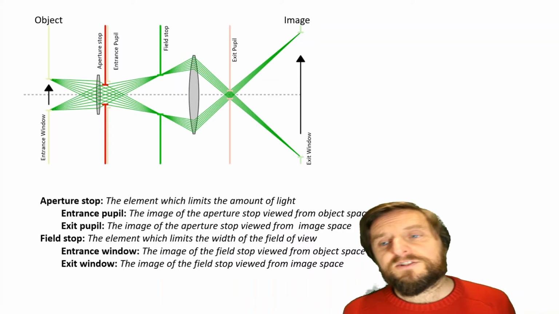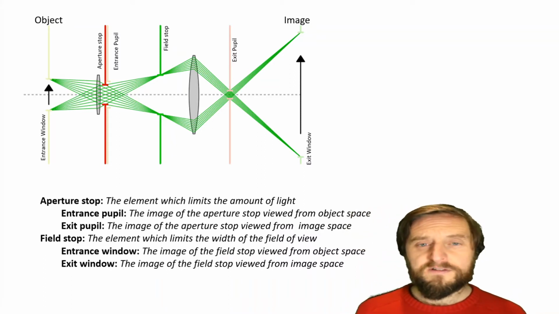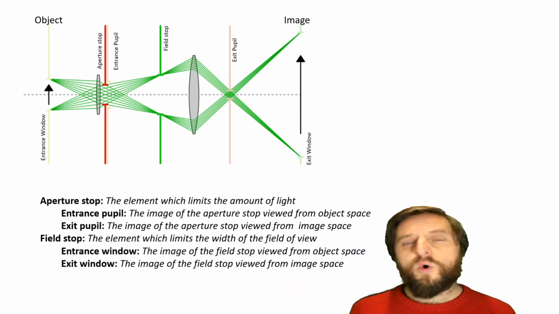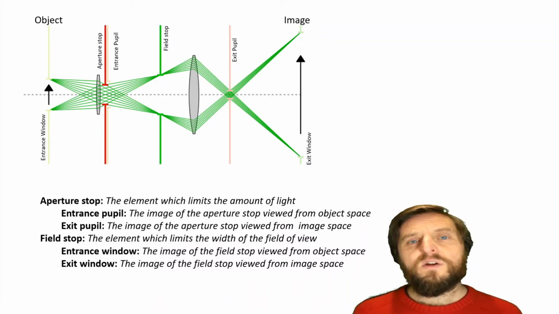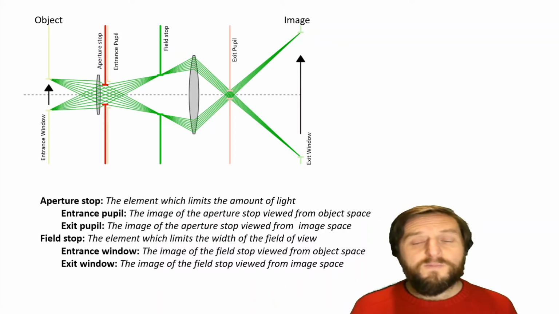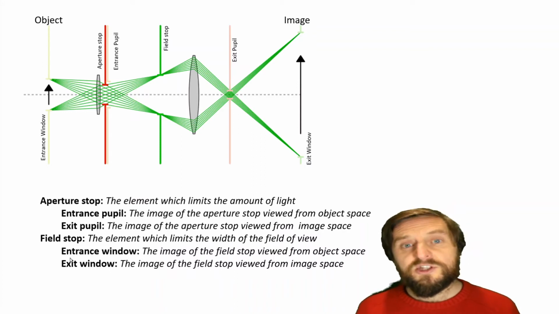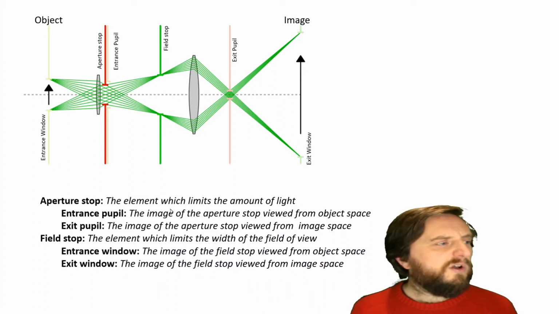The field stop is the actual element which limits the width of the field of view of the system. So how wide a field of view do you have when you form images with this system? How much of the scene can you capture? And the images of the field stop are called the entrance window and the exit window. Okay? So we'll leave it there.